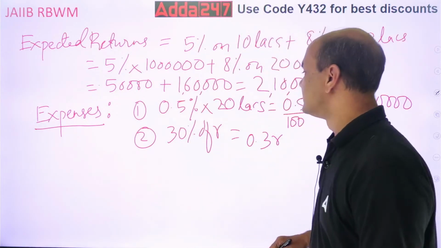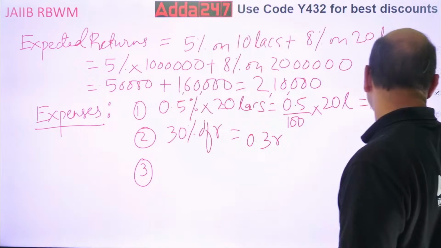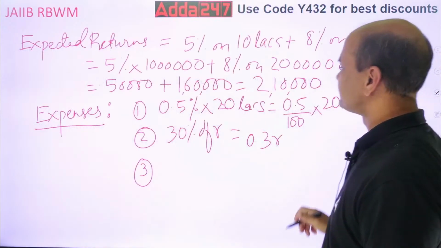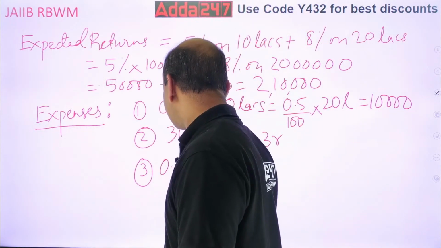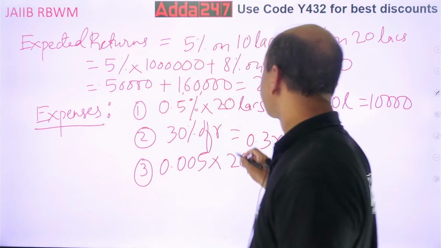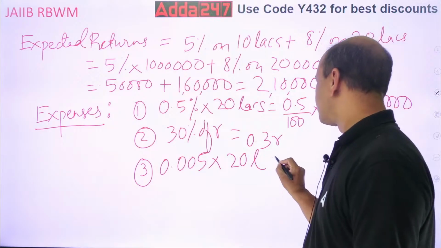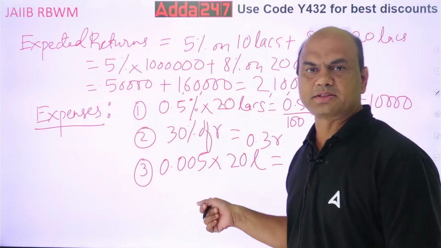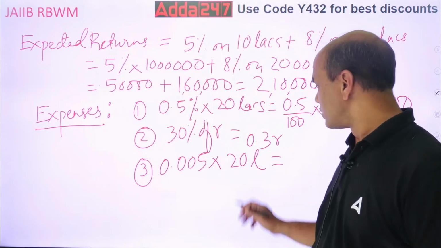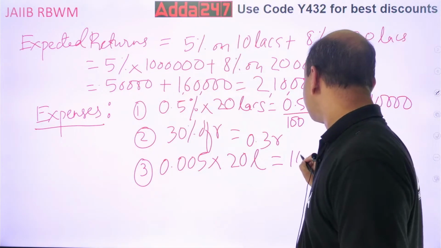Now third one, sinking fund. What is sinking fund given? 0.005 of construction cost. So again, 0.005 into construction cost, 20 lakhs. Multiply this, everyone. 20 lakhs, never miss this, means 6 zeros. I think you will be getting the same answer, 10,000.